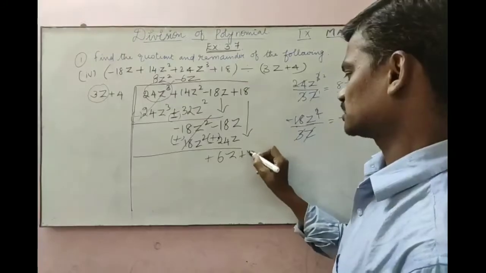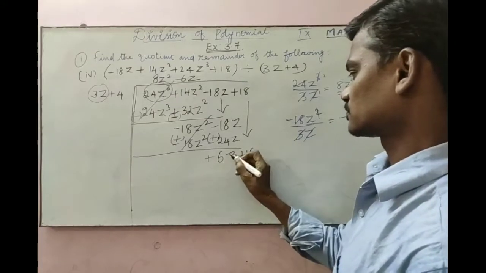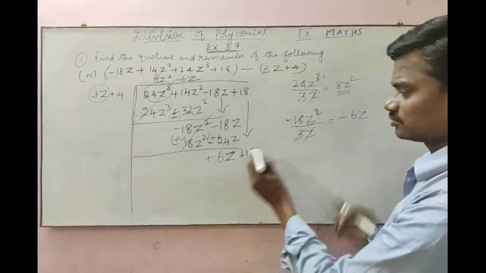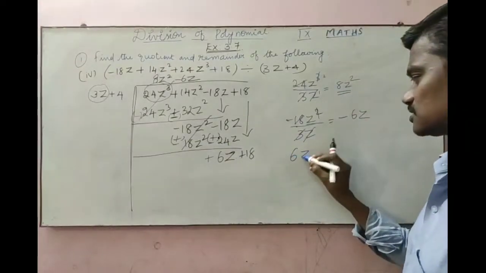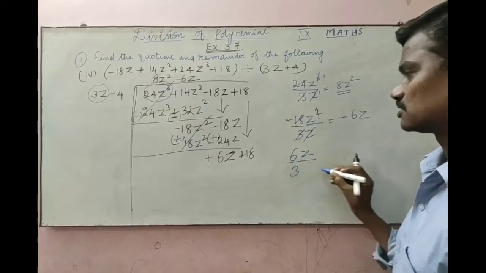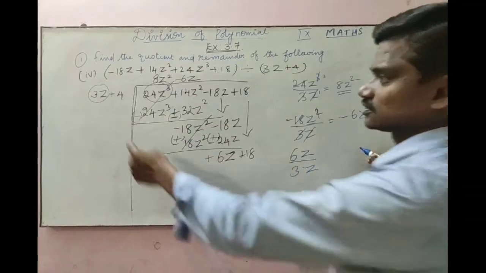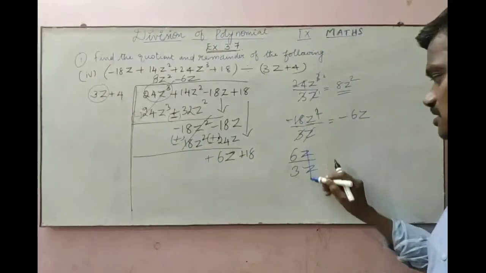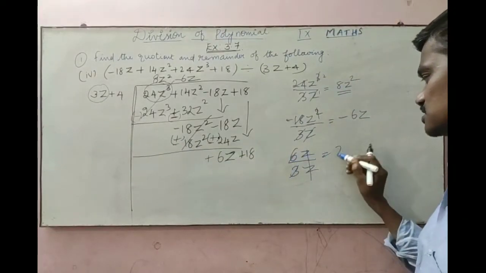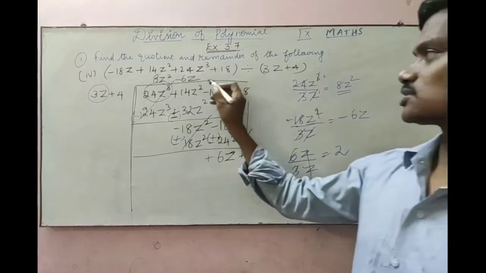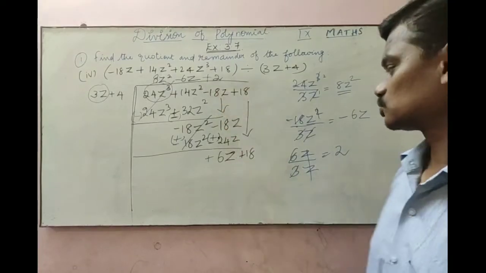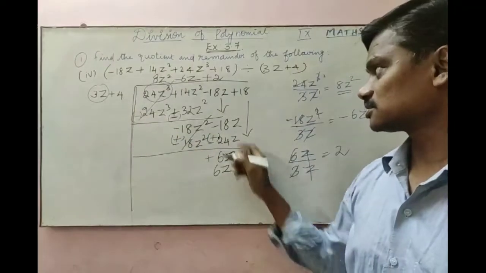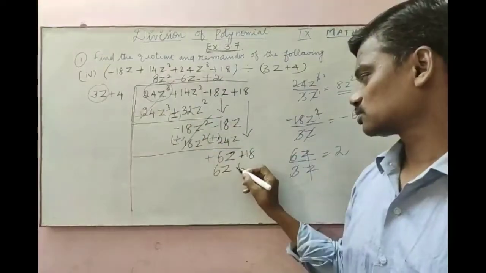Next I am going to bring the next term, 18. Again I have to take the first term. Here the first term is 6z divided by 3z. Z gets cancelled. 6 and 3 get cancelled, get 2. Take this to the quotient, plus 2. 2 into 3z gives again 6z. 2 into 4 gives plus 8.